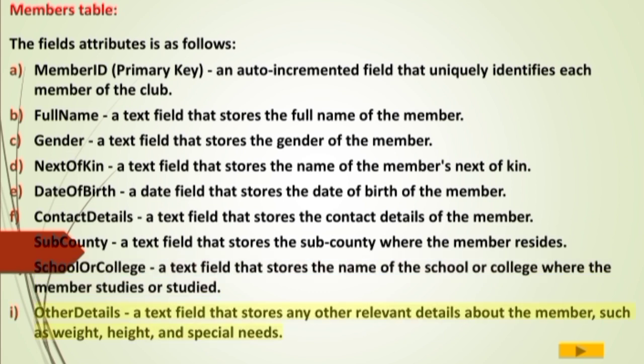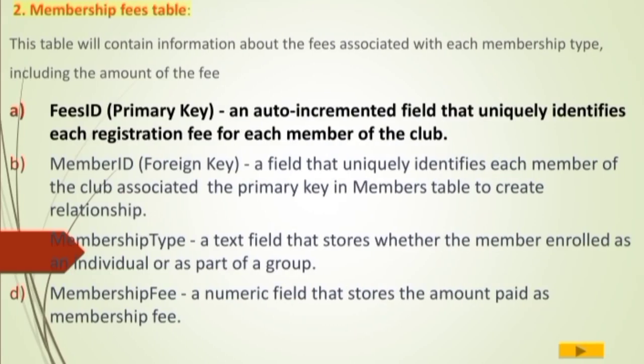Other details, a text field that stores any other relevant details about the member, such as weight, height, and special needs. 2. Membership fees table. This table will contain information about the fees associated with each membership type, including the amount of the fee.